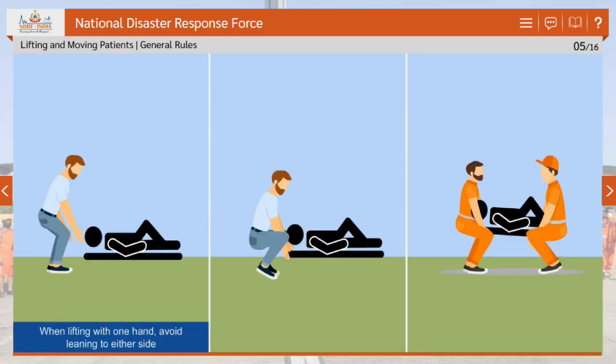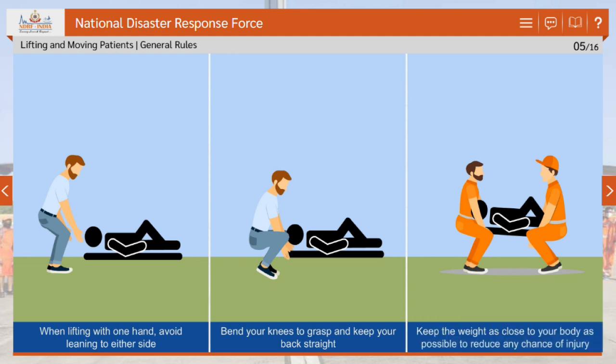When lifting with one hand, avoid leaning to either side. Bend your knees to grasp and keep your back straight. Minimize twisting during a lift. Keep the weight as close to your body as possible. It can reduce any chance of injury.